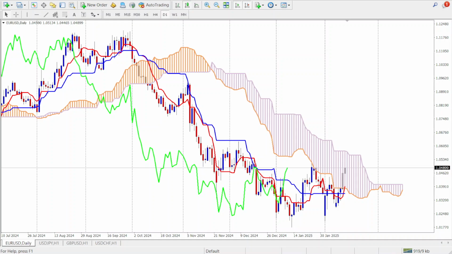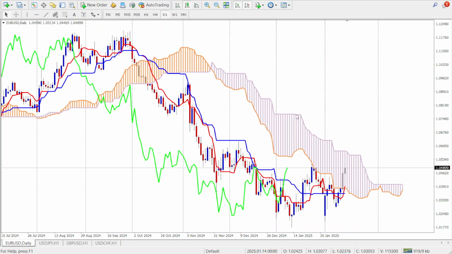And then you can also use the Chikou Span. I just want to open the parameters so you can see. The Chikou Span is this green line, the lime line. It's actually a lagging line, however, you can use it for trend confirmation.